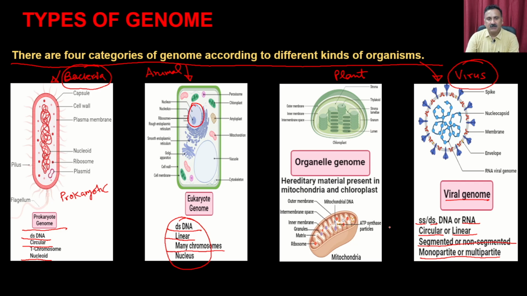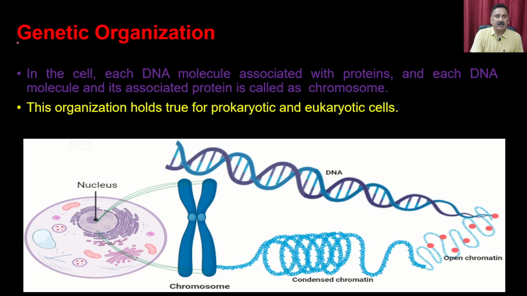And the genome is organized inside a particular organism, right? For example, in the prokaryotic cell, the genome is going to be distributed within the cytosol, whereas in the case of the eukaryotic cell, the genome is either going to be present inside the organelles or inside a well-defined structure which is called the nucleus. So how is the genome organized? So genetic organization is like that.